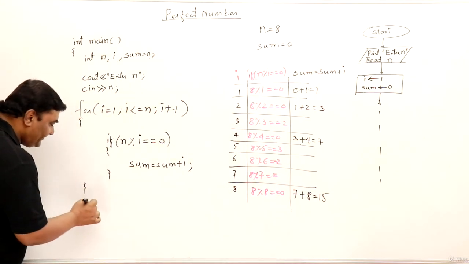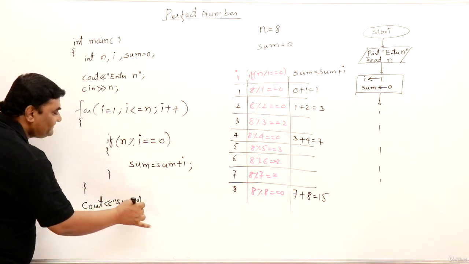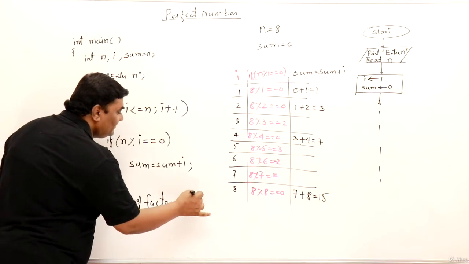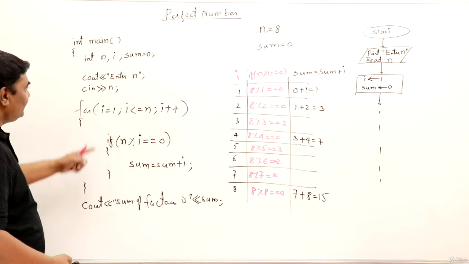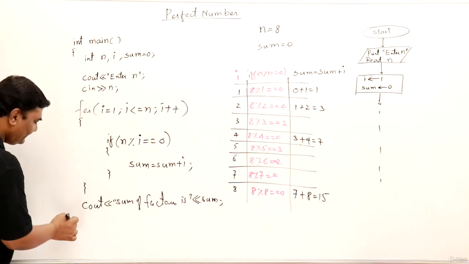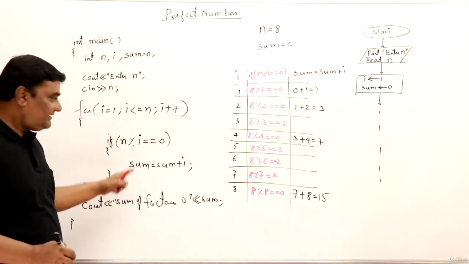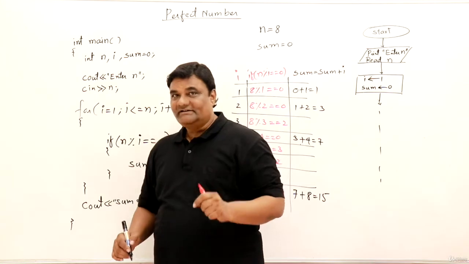If you want to print, you can say cout sum of factors is sum. You can display this. Sum will be displayed. That's it. So this will become a program for finding the sum of the factors of a number. You can try this one. There is a coding exercise available for this, so you can complete it.